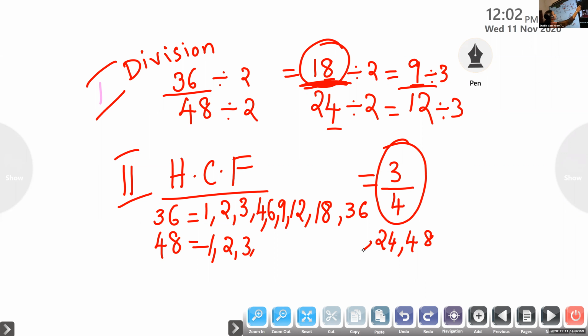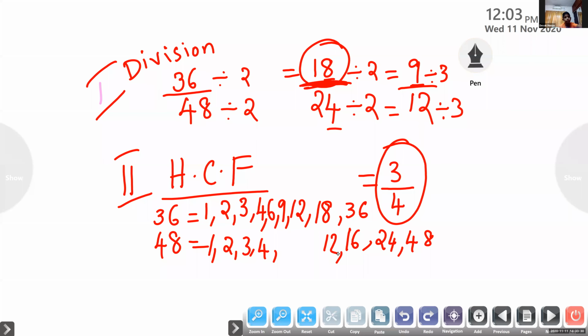3 times which number is? 18 or 16? 16. Yes, 3 into 16. And now this is divisible by 4. 4 times which number? 4 times 12. Okay, very good.